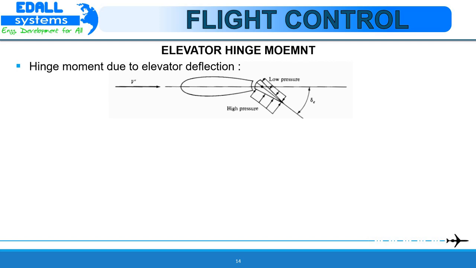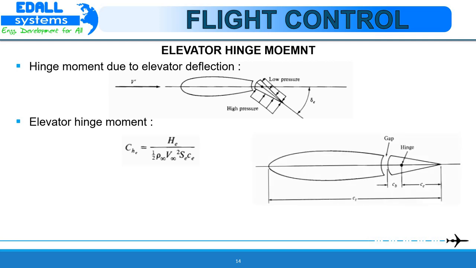Thus, we see that both tail angle of attack alpha T and the elevator deflection delta E result in a moment about the elevator hinge line, and this moment is defined as the elevator hinge moment. Here HE is denoted as the elevator hinge moment. Chord line of the tail is CT. The distance from the leading edge of the elevator to the hinge line is CB. The distance from the hinge line to the trailing edge is CE, and the portion of the elevator planform area that lies behind the hinge line is SE. The elevator hinge moment coefficient CHE is defined as HE by half rho infinity V infinity square SE CE.